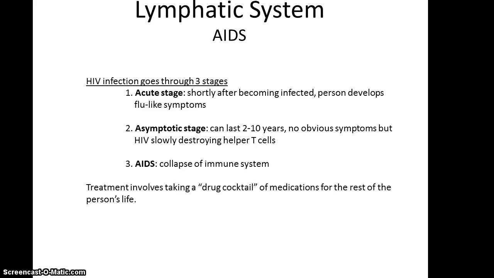So the HIV infection goes through 3 stages. You have the acute stage. It's usually pretty short, a few days. The person develops flu-like symptoms. There's the asymptomatic stage. It can last for many years. There's no obvious symptoms. However, the HIV is slowly destroying helper T cells and spreading throughout the body. And then the final stage is AIDS, which is a complete collapse of the immune system, leading to all kinds of opportunistic infections that could then kill the person.